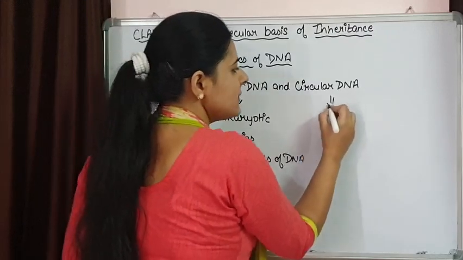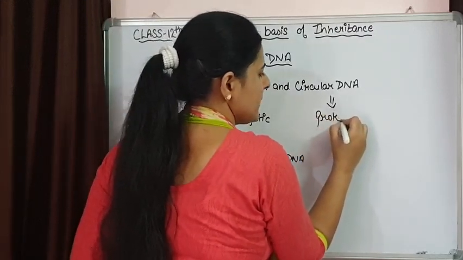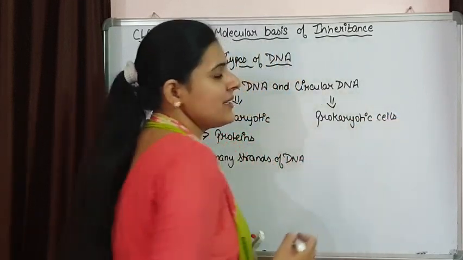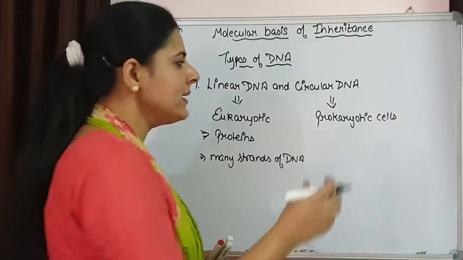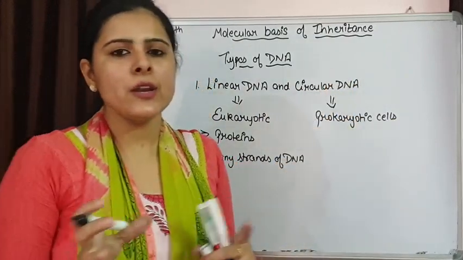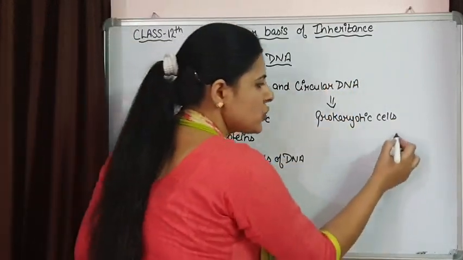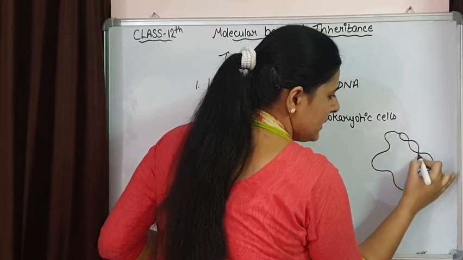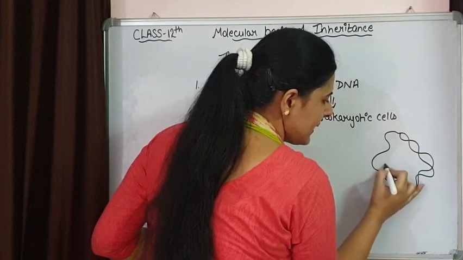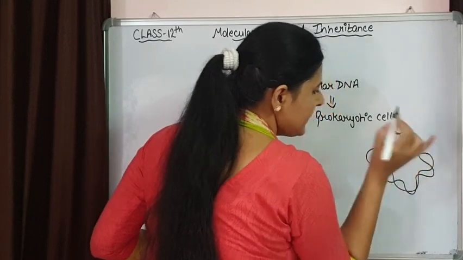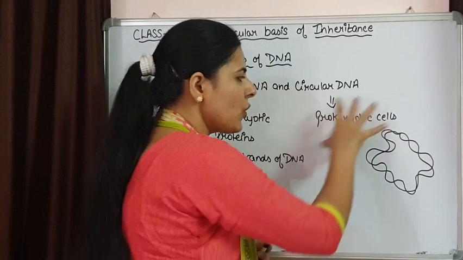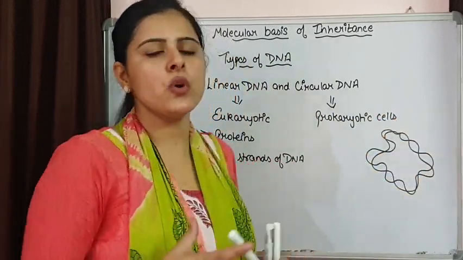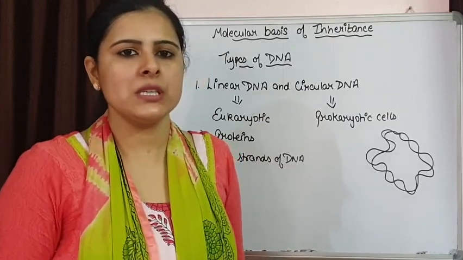And if we talk about circular DNA, it is present in prokaryotic cells. Here no proper nucleus is there, so it is present in the nucleoid region, and the two ends are not free. The ends are joined with each other. No free ends are available. This is how the circular DNA is present in prokaryotic cells. So only one single circular DNA is present, and no histone proteins or no proteins are associated with it.